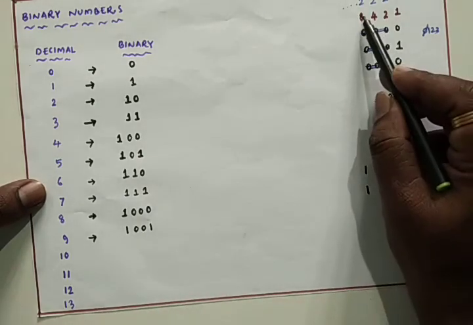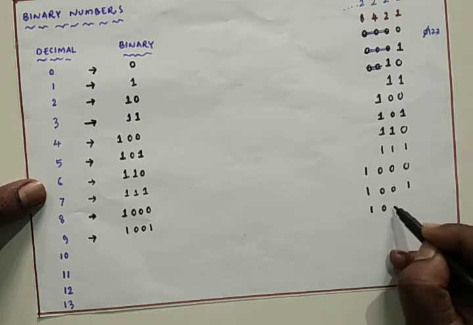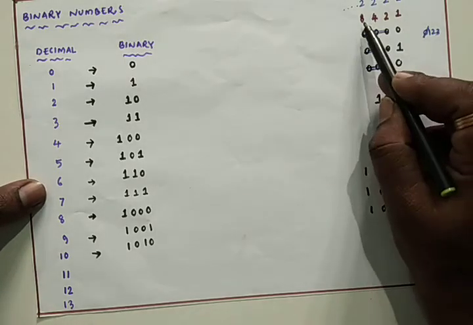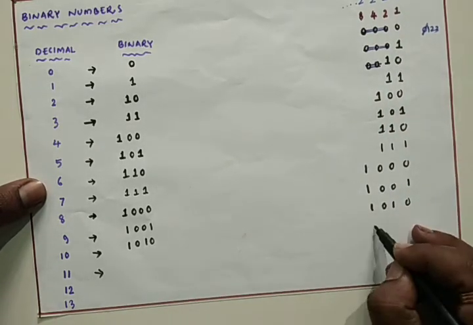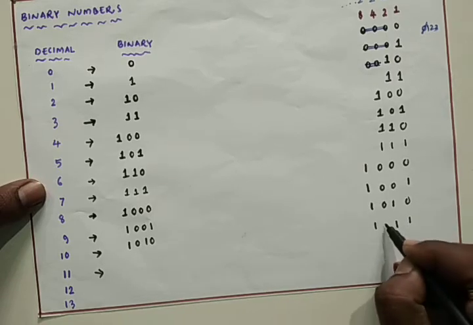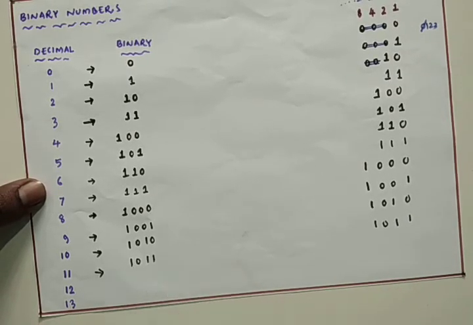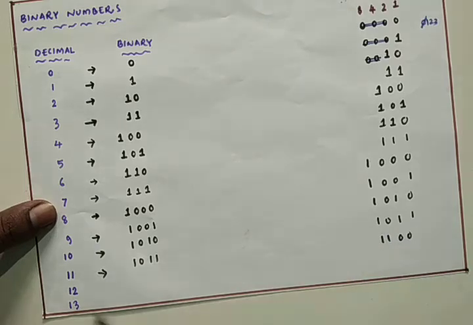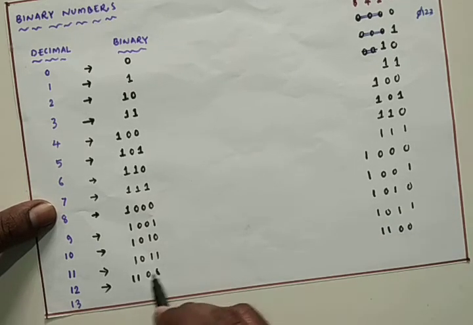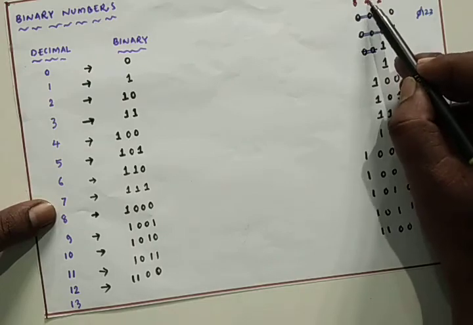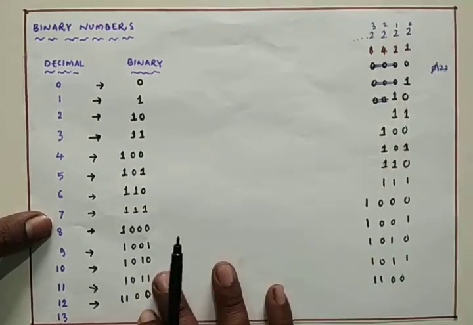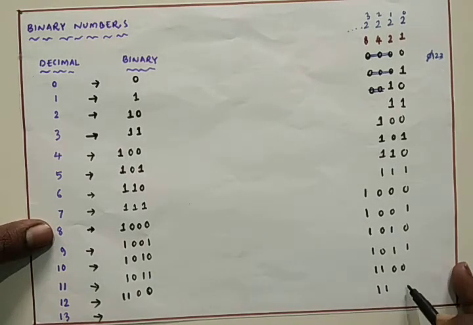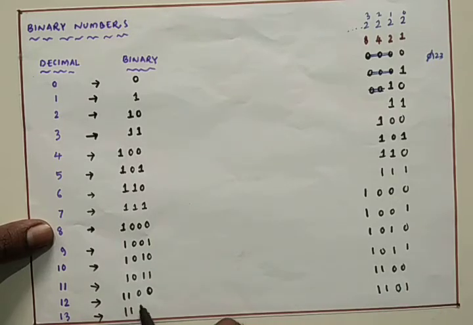Next 10, required to have 8 plus 2, this is 1 0 1 0. 11 will be 8 plus 2 plus 1, and it will be 1 0 1 1. 12 will be 8 plus 4 is 12, that is 1 1 and 0 0, this will be 1 1 0 0. 13 will be, how can we write 13? 8 plus 4 is 12, 12 plus 1 is 13, it will be 1 1 0 1.